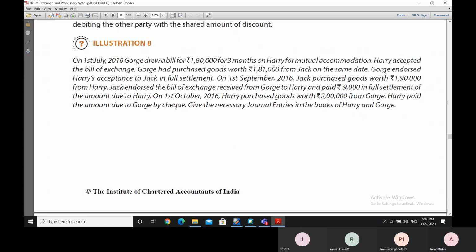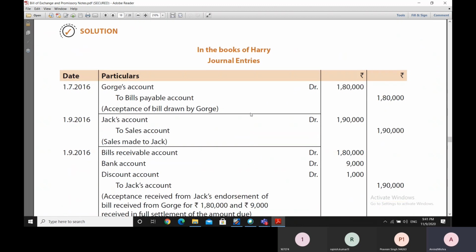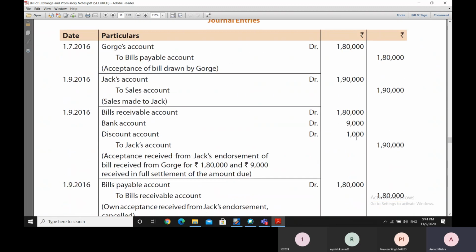Therefore, this full and final settlement means 1,81,000 rupees, but by the endorsement he will get only 1,80,000 rupees, so 1,000 will be the discount. So that is why discount is 1,000. Now 9,000 has been received in the bank as a full and final settlement.